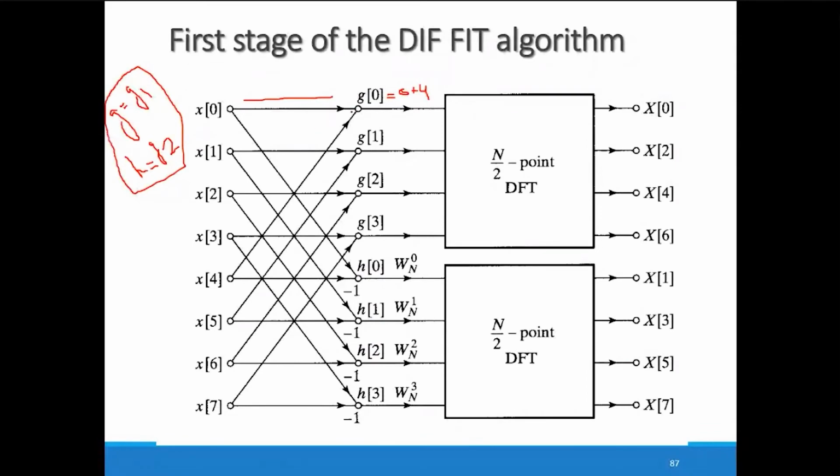Okay, so g0 is nothing but 0 plus 4. G1 is nothing but x of 1 and then x of 5, so you can say 1 plus 5. Third one is 2 plus 6, x2 plus x6. Third and last one is 3 plus 7. So this way we are getting the first terms, that is G1 0, G1 1, G1 2 and G1 3.